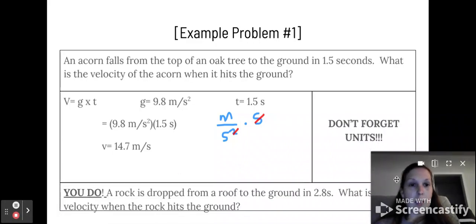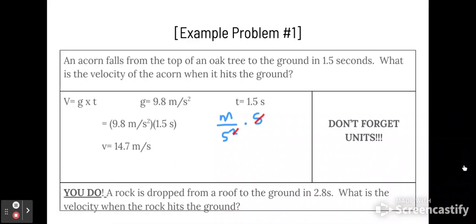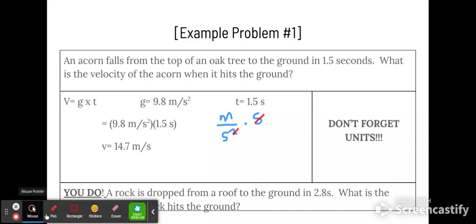So now I'm going to read this question, then I'm going to pause, and I want you to try this example. A rock is dropped from the roof to the ground in 2.8 seconds. What is the velocity when the rock hits the ground? So go ahead, pause the video, and try that.